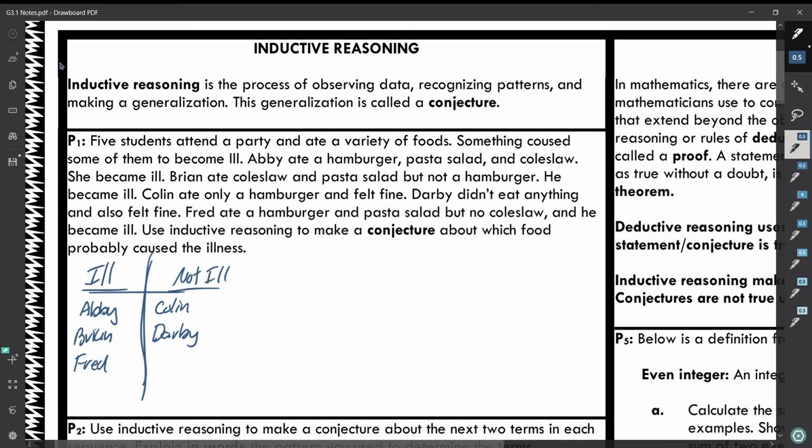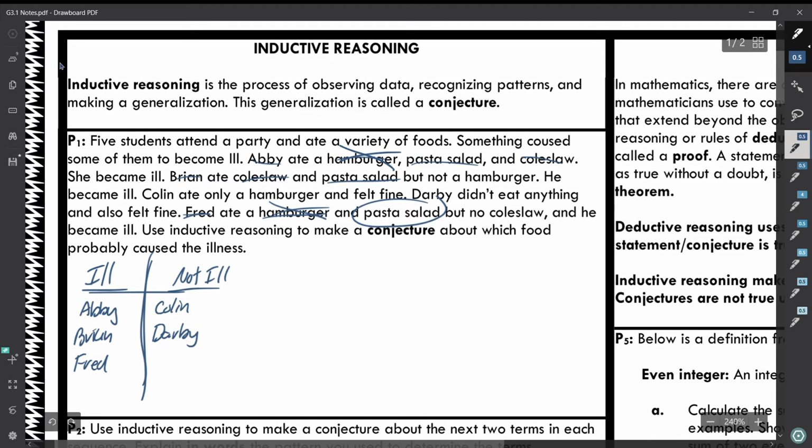Okay, we're going to look now at the 3 people who became ill. Abby, Brian, and Fred. Abby ate a hamburger, pasta salad, and coleslaw. Brian ate coleslaw and pasta salad, but not a hamburger. So, hamburger's out. Hamburger didn't make him sick because Brian didn't have a hamburger, but Abby did, and they both got sick. So we can cross out hamburger. Now we're narrowing it down to pasta salad and coleslaw. So let's go back and look at Fred. Fred ate a hamburger, which we said was not it, and the only thing else he ate is pasta salad.